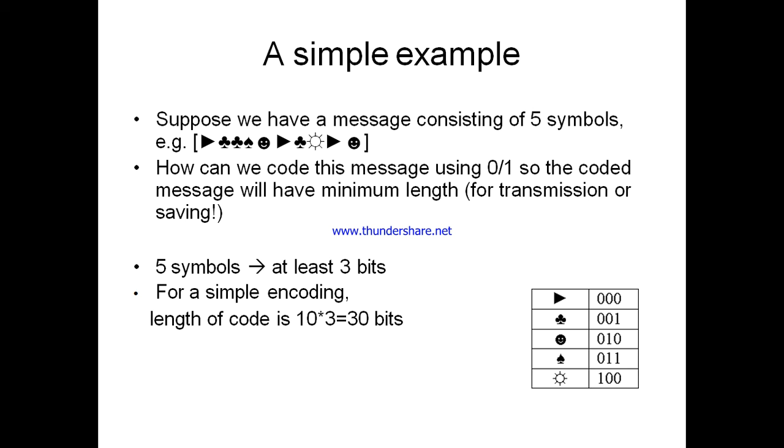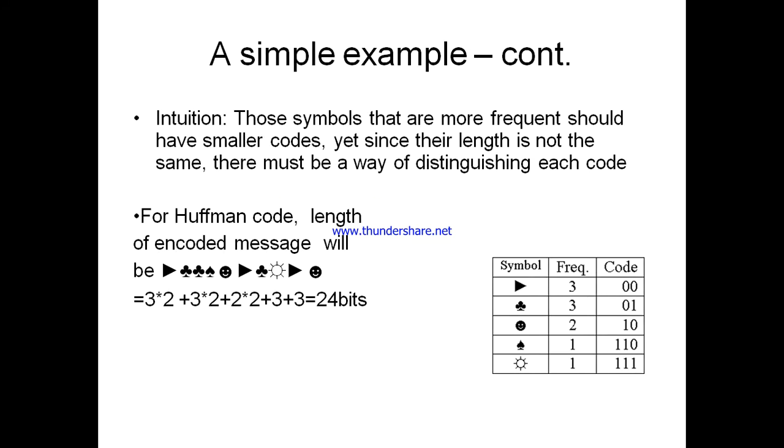We can code this message by using zeros or ones, so that the coded message will have a minimum length for transmission. These 5 symbols are represented by at least 3 bits. So for simple encoding, the total length of the encoding is 10 cross 3, that is 30 bits.